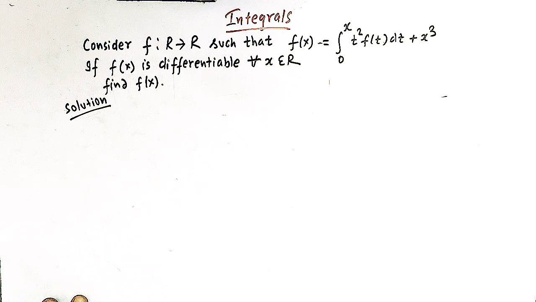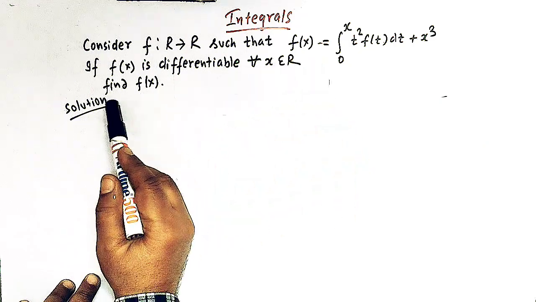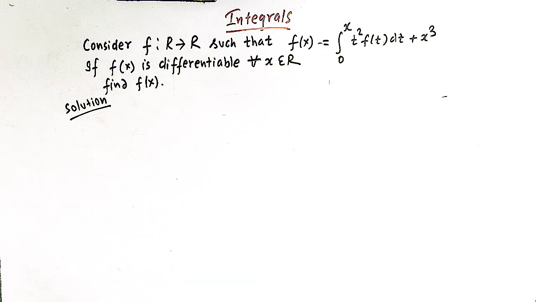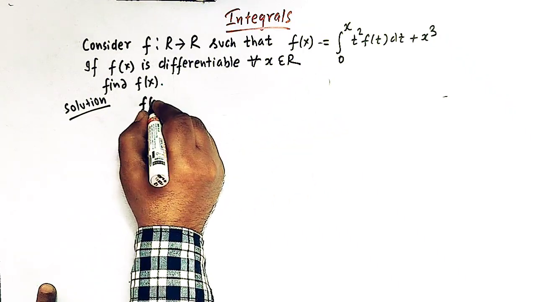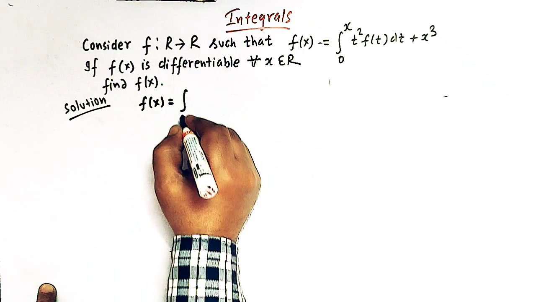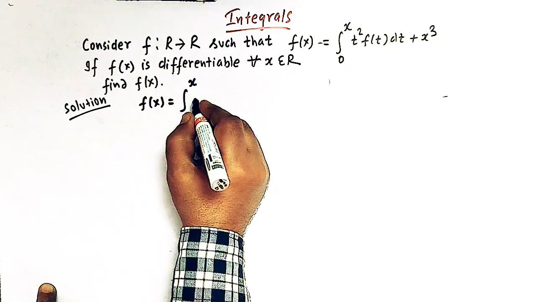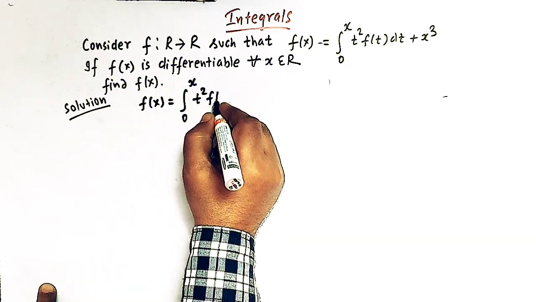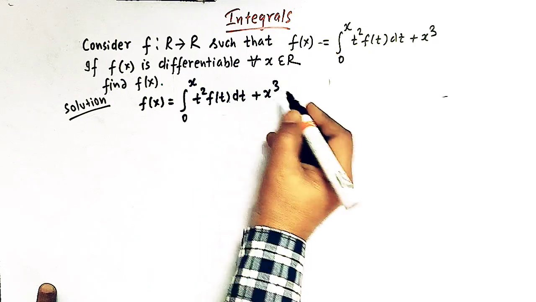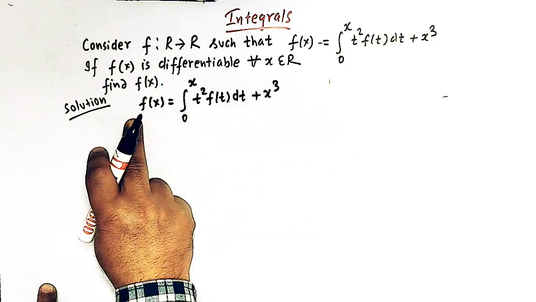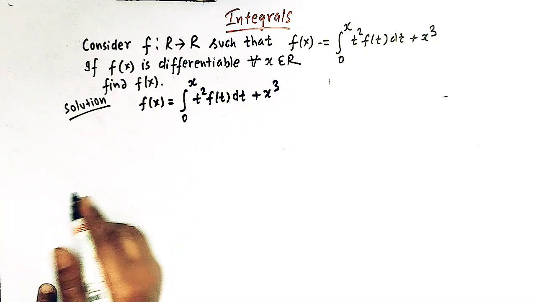So here we will apply the Leibniz integral rule to find f of x. So let us start. Here we are given f of x is equal to the integral from 0 to x of t square f of t dt plus x cube. Now let us differentiate both sides with respect to x.